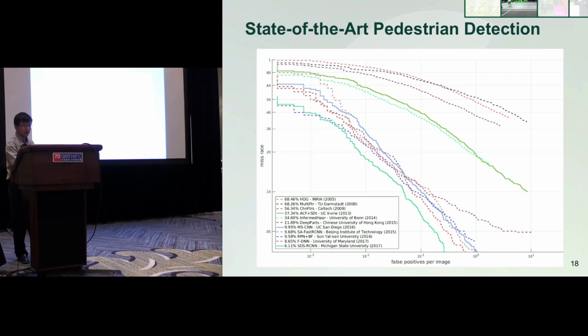Right now, MSU, our method, which is the green one, has the lowest miss rate. Miss rate means the lower the better, so you don't miss any person. In the meantime, we have a lower false positive rate per image, because you don't want to have false positives as well.